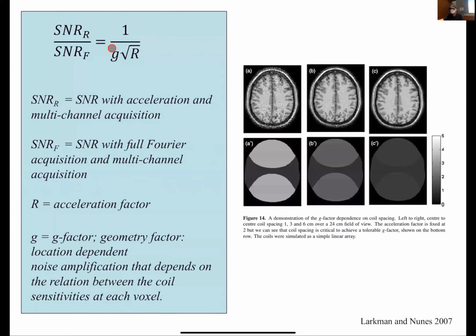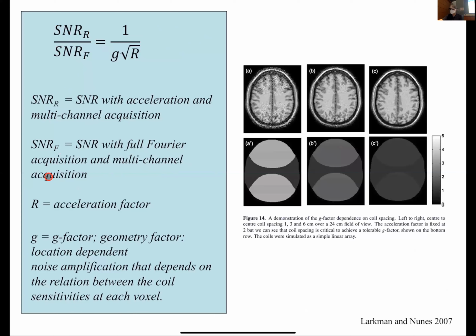The G factor is basically the SNR that I get when I go faster divided by the SNR when I go full Fourier. We're just going to look at some plots that explain this G factor. First of all, let's explain what R is. R is the acceleration factor, just how much faster you go. If R is 2, it means you skip every other line and go twice as fast. If R is 3, you go 3 times as fast.